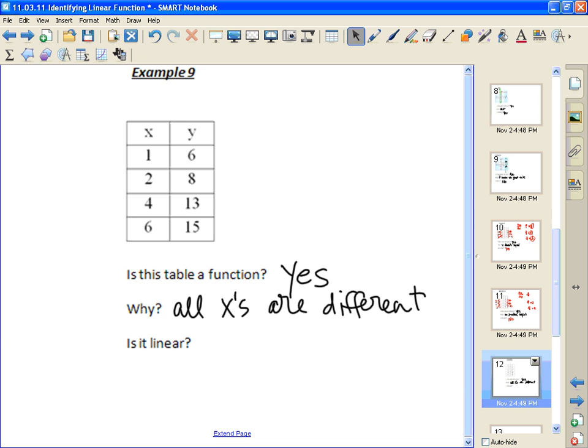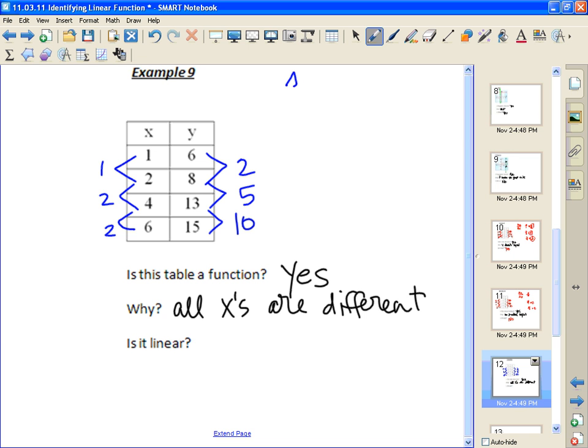And on the is it linear, we have to look at the change in y over change in x. So from 6 to 8, it changes by 2. From 8 to 13, it changes by 5. And then from 13 to 15, it changes by 10. So then on this side, from 1 to 2 changes by 1, 2 to 4 changes by 2, and 4 to 6 changes by 2.